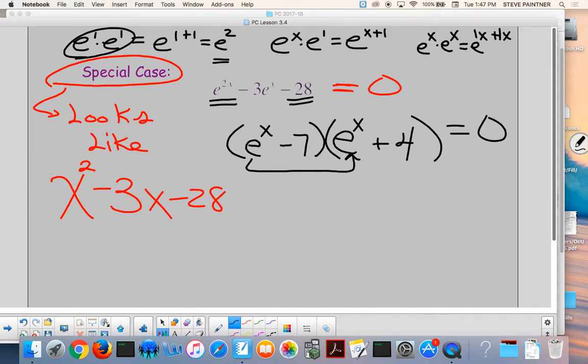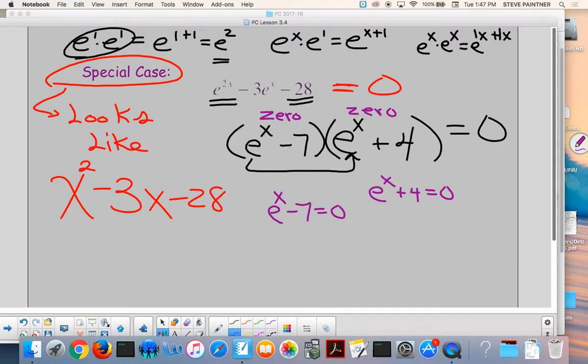I hope you guys understand this. This is only going to work if the first factor is 0 or the second factor is 0, right? That's the only way this is going to work. So you need to set your factors equal to what? 0. E to the x minus 7, when is it 0? E to the x plus 4, when is it 0?